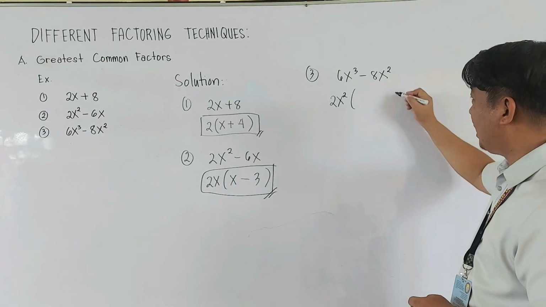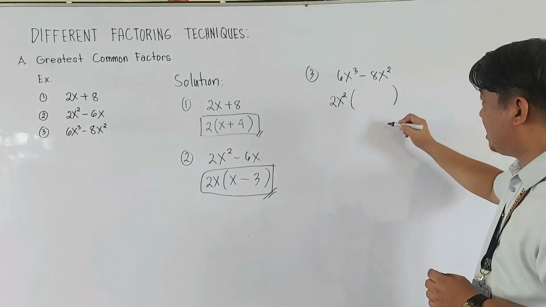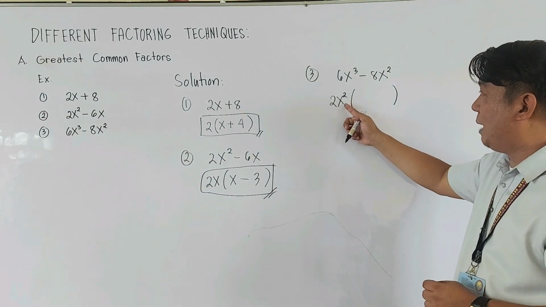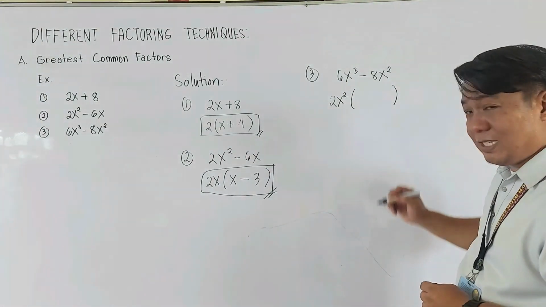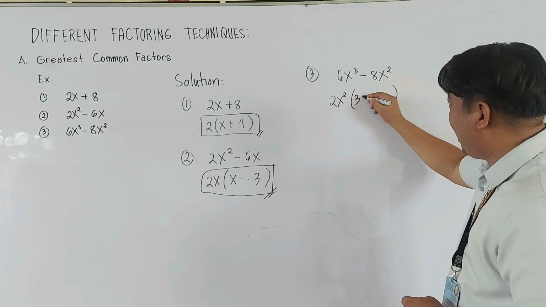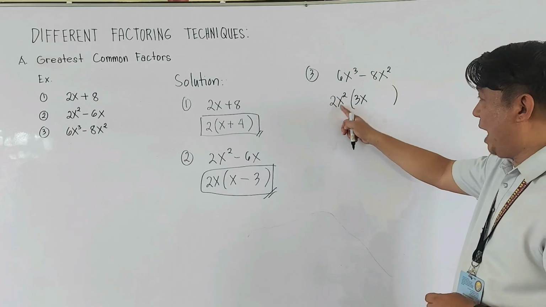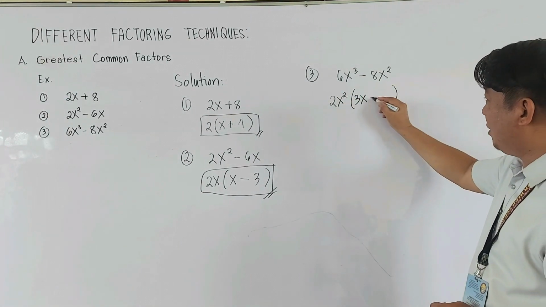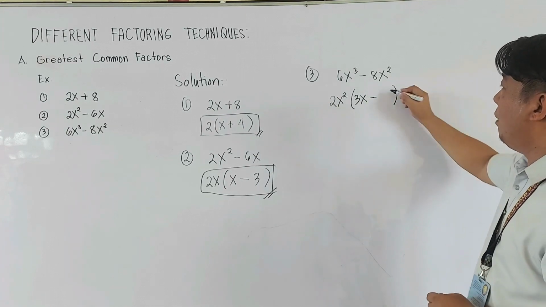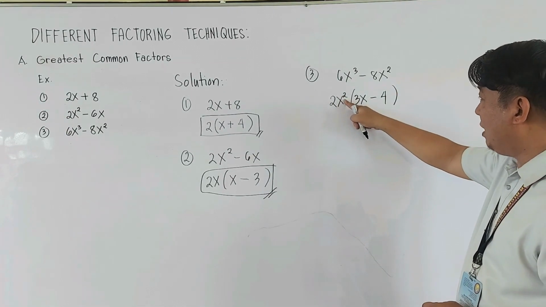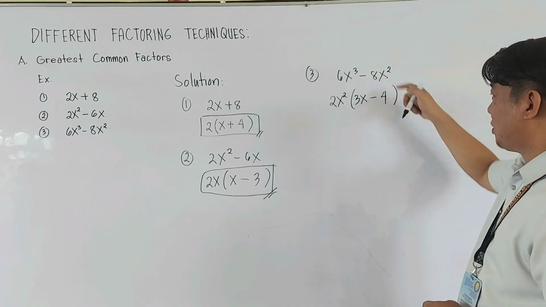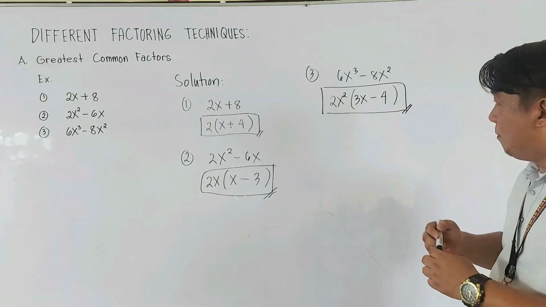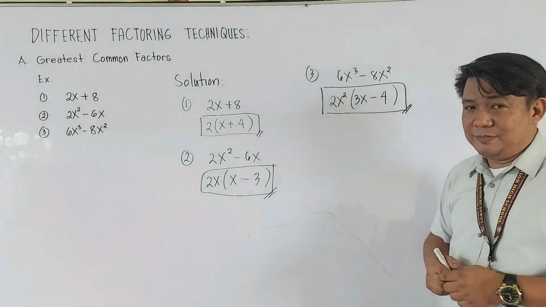At ang matitira na lamang sa loob ng parenthesis ay yung factors na pag minultiply natin sa 2x squared ay magiging 6x cubed. And that is correct, 3x. So, 2x squared times 3x is 6x cubed. Minus, dito, ang matitira na lang ay 4. 2x squared times 4 is 8x squared. And so, this is our factors of 6x cubed minus 8x squared.